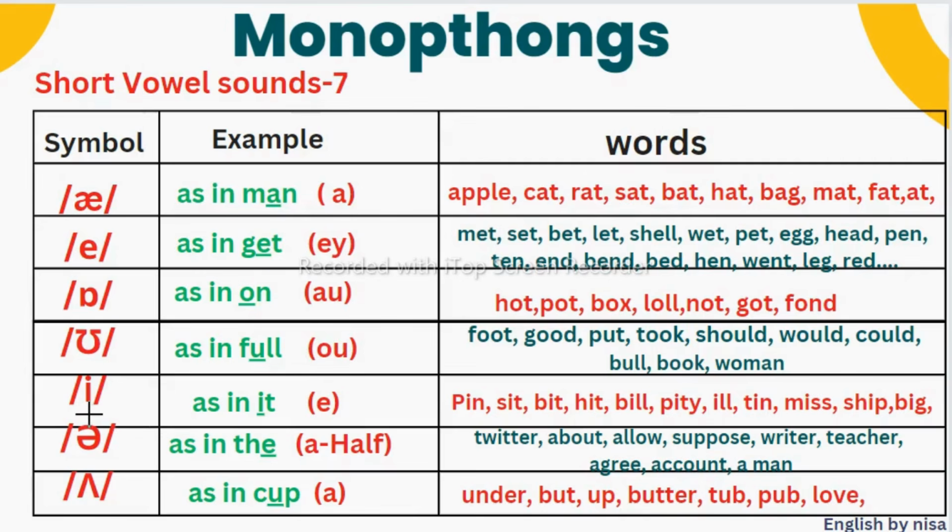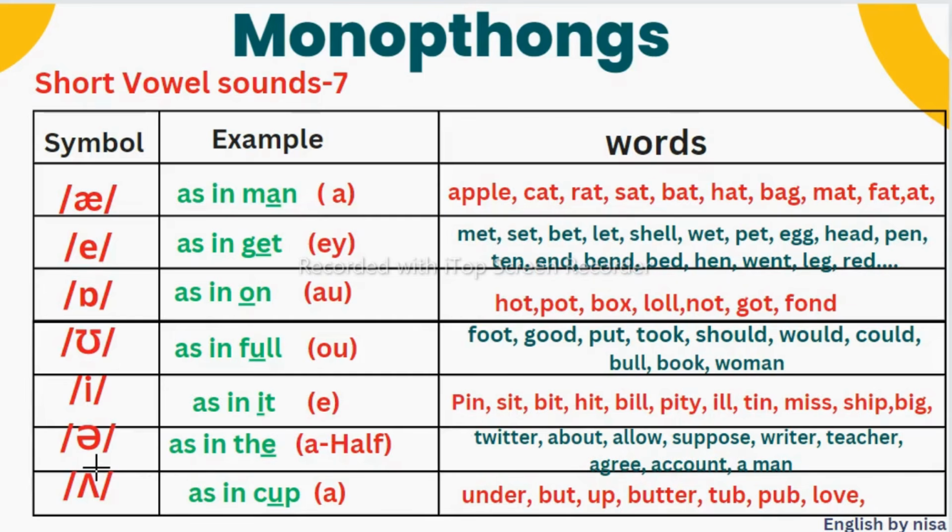Now let's see this i. These monophthong symbols are always inside slanting lines, and within them we have our symbols. This is the i without dots. In short vowels we have it without dots, and in long vowels we have the dotted i. So here, without the dotted i, you have to pronounce a simple short e, like in it. We should not pronounce it long. We have to pronounce it very short, like in pin, sit, bit, hit, bill, pity, ill. So you have to pronounce it in this way only, a short vowel.